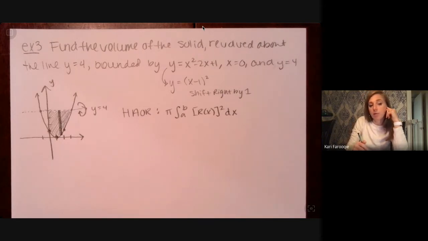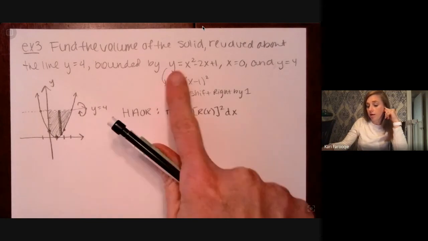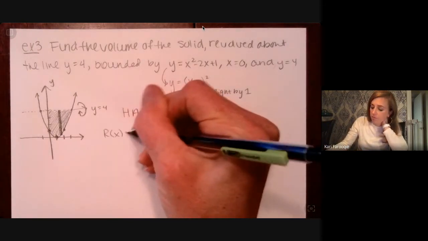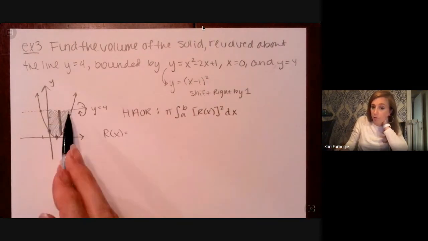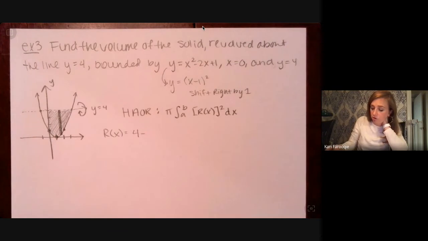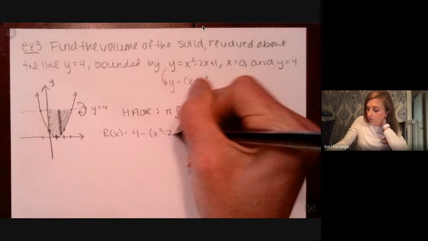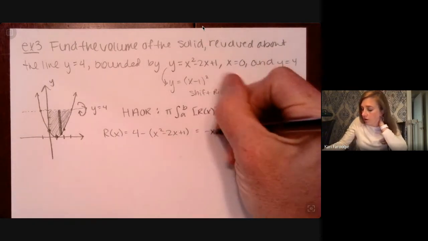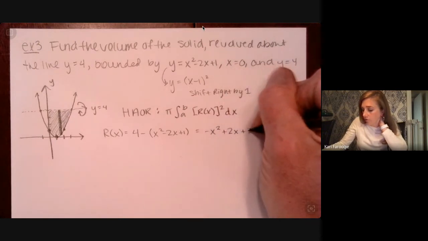If we're thinking about top minus bottom, then no, you would not have a radius of r of x equals x squared minus 2x plus 1. Think about this in terms of top minus bottom. The top function is y equals 4. The bottom function is your parabola, y equals x squared minus 2x plus 1. Remember to put parentheses around this because you are subtracting off this entire quantity from 4. We're going to check this when we're done, or at least check your radius just to verify that it makes sense. So we'll have negative x squared plus 2x plus 3.